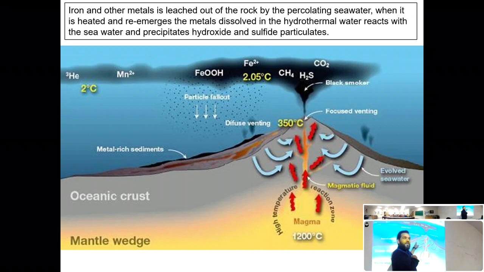Because it's underwater, and what happens when you go deep underwater? Pressure. The pressure of the seawater, having 2 kilometers of seawater on top of you, creates enough pressure that you can get the water a lot hotter than you could at the surface. So this water is 350 degrees, and it doesn't boil because of the pressure. You can get water a lot hotter down there than you can at the surface.